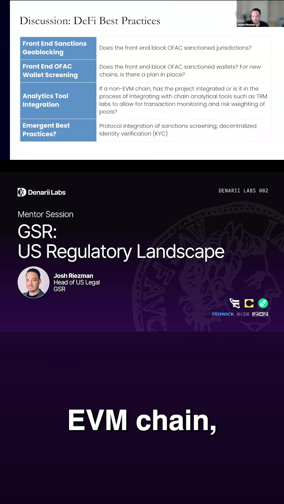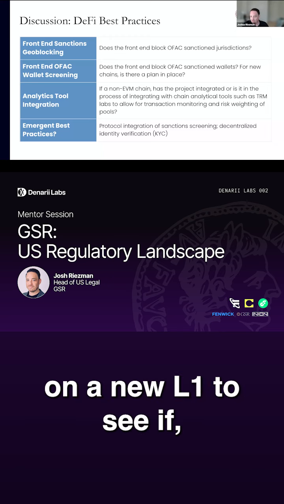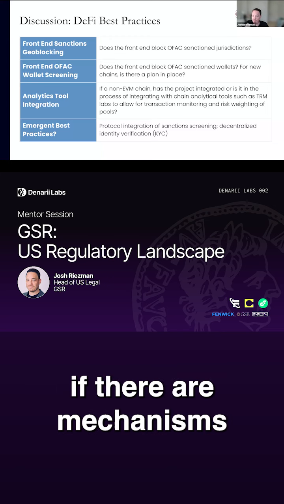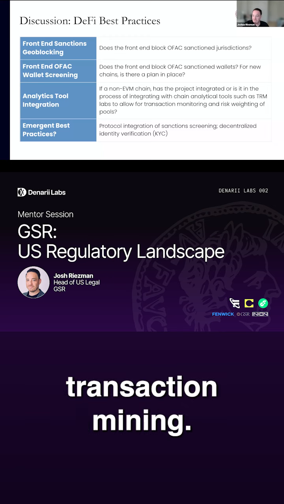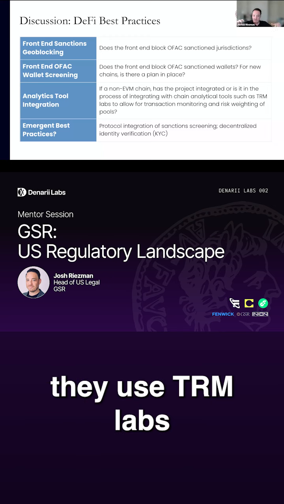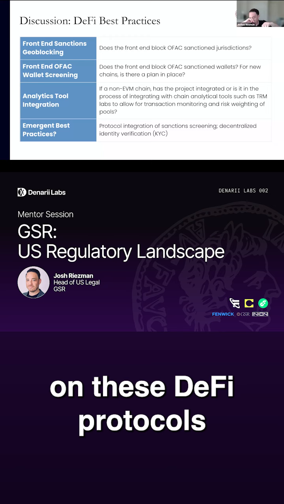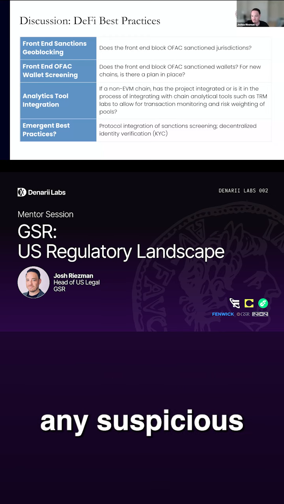Also, if you're building on a non-EVM chain, you want to make sure that you're talking to these analytic tool providers. If, for example, you're building a new L1 or you're building on a new L1, to see if there are mechanisms for other users to do their own transaction monitoring. So, for example, people use Chainalysis, they use TRM Labs to do the analysis on these DeFi protocols to see the whole chain of transactions to see if there's any suspicious transactions.